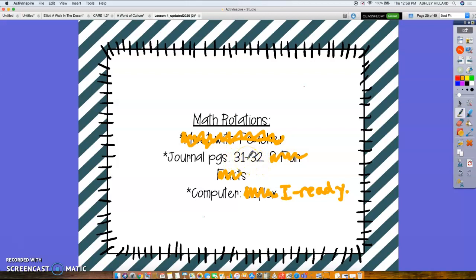Do your exit ticket on Class Dojo. So the link will be on the next page. And then after you're finished with everything, you need to get on the computer and do an iReady lesson.